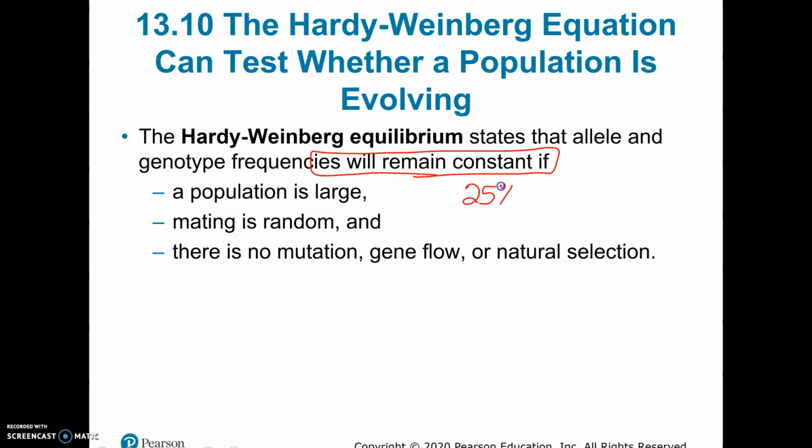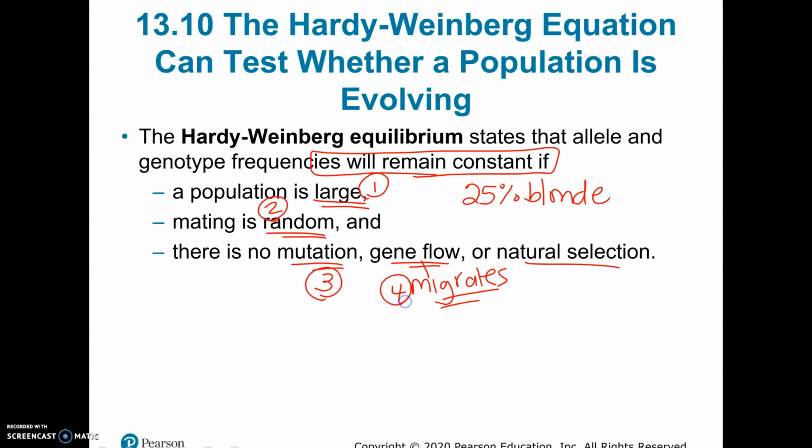Meaning, if 25% of the population has blonde hair, and blonde hair does not make you more fit, nobody leaves, it's a large population, we'll talk about why that is. Mating is random, meaning people that have blonde hair aren't considered sexier and get to have more offspring. No mutations happen. Gene flow, nobody migrates or leaves, or nobody new comes in, and there's no natural selection. There's 5 things here. Large population, random mating, no mutations, nobody migrates in or out, and there's no natural selection for this trait, it doesn't help you survive better or worse.